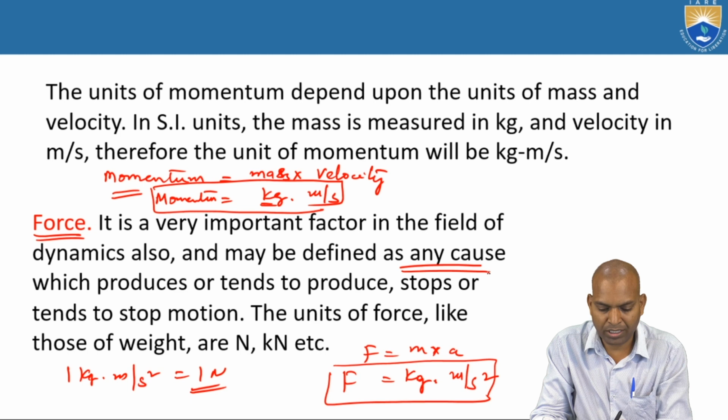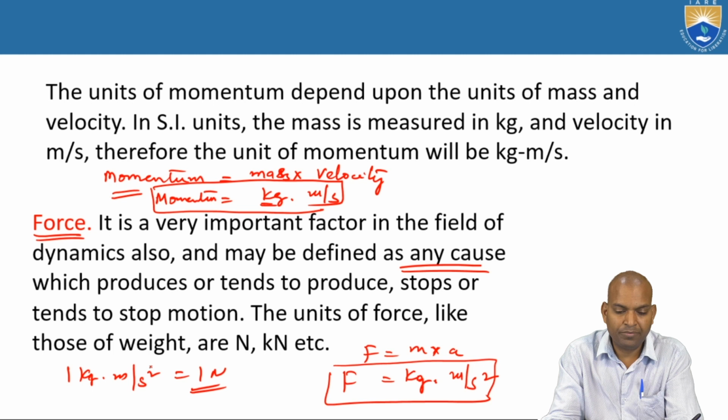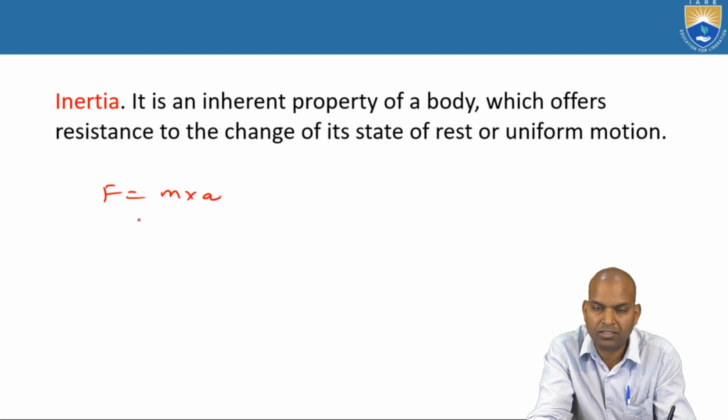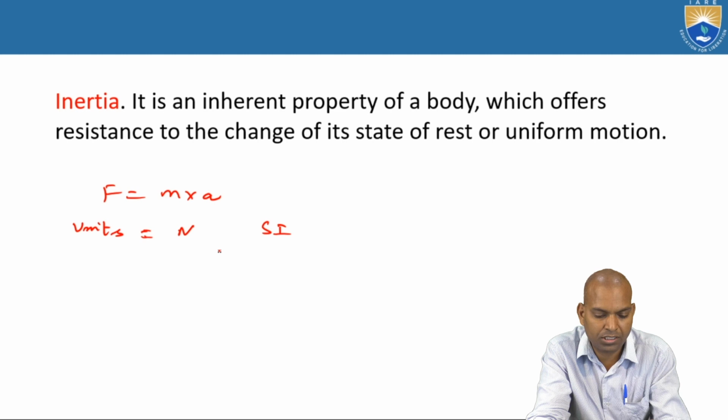The units of the force are similar to the units of weight. The weight and force units are the same, that is newtons or kilonewtons. So mathematically, the force F equals mass times acceleration. As I mentioned here, the unit for force is the newton in the case of the SI unit system, whereas in the MKS system or CGS system, it is the dyne.